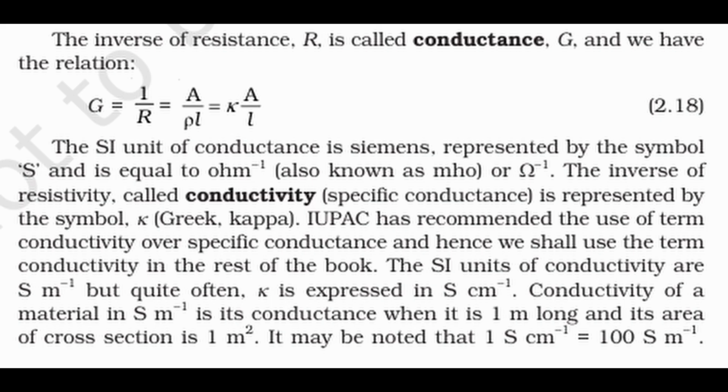Similarly, the reciprocal of resistivity is called conductivity. Conductivity tells us how well a material conducts electricity and is expressed in Siemens per meter. A high value of conductivity indicates good conduction, while a low value indicates poor conduction. The conductivity of materials varies over a very wide range.